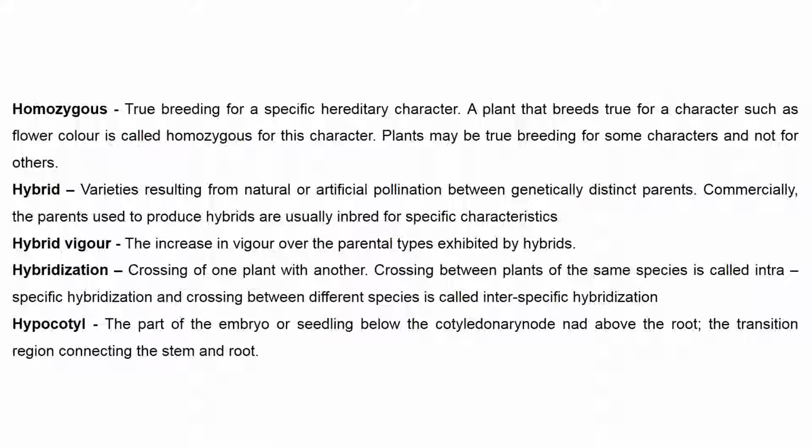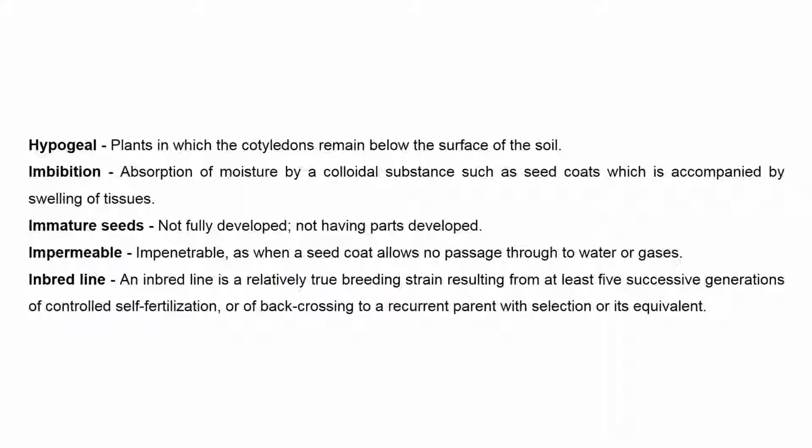Hypocotyl. Part of the embryo or seedling below the cotyledon and above the roots. The transition region connecting stem and root is the hypocotyl. Hypogeal. Plant in which the cotyledons remain below the surface of soil, meaning the germinated seed will be inside the soil. The examples are most of the monocot seeds, whereas epigeal are most of the dicots.